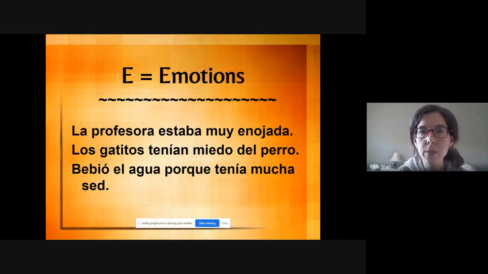E is for emotions. La profesora estaba enojada. Your emotions very rarely have a distinct beginning and end. So when we talk about how you were feeling in the past, we always use the imperfect. And that includes if you're using estar plus an adjective or tener plus a noun. So estar enojada, tener miedo, tener hambre, tener sed, any of those things.